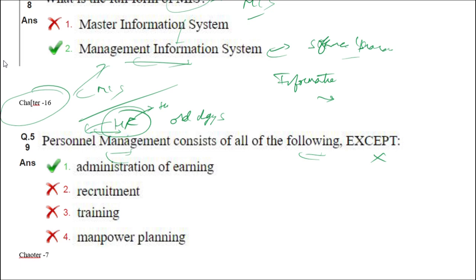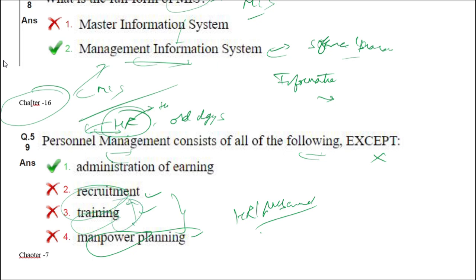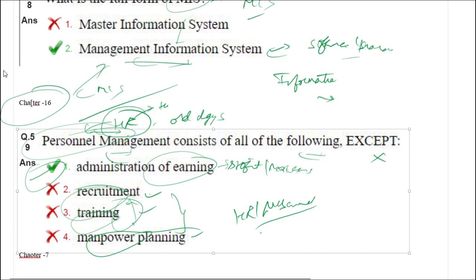So HR does, as we have seen in the previous question, the recruitment, hiring, and manpower planning. This we clearly know from the definition of HR or personal management. It deals with recruitment and training. They are never bothered about the earning. Earning means profit. This is done by the marketing and sales team, not by the personal management team. So this is how we can answer the question. This we have discussed in chapter 17.